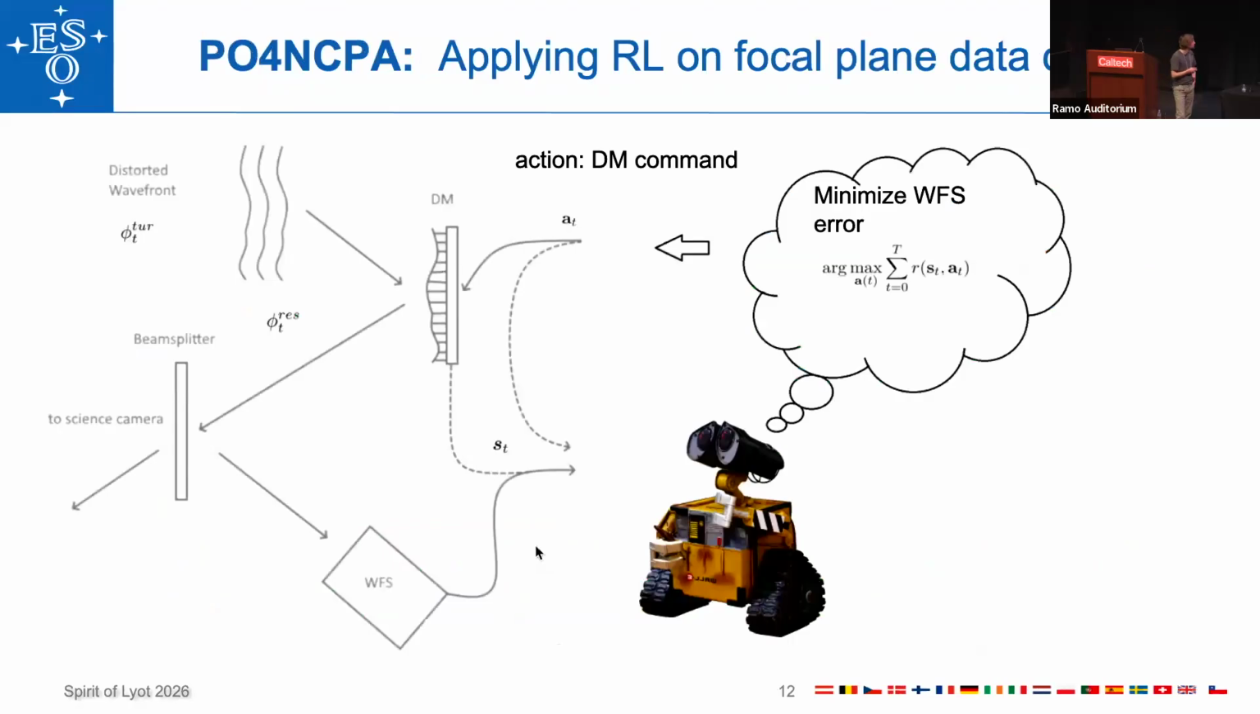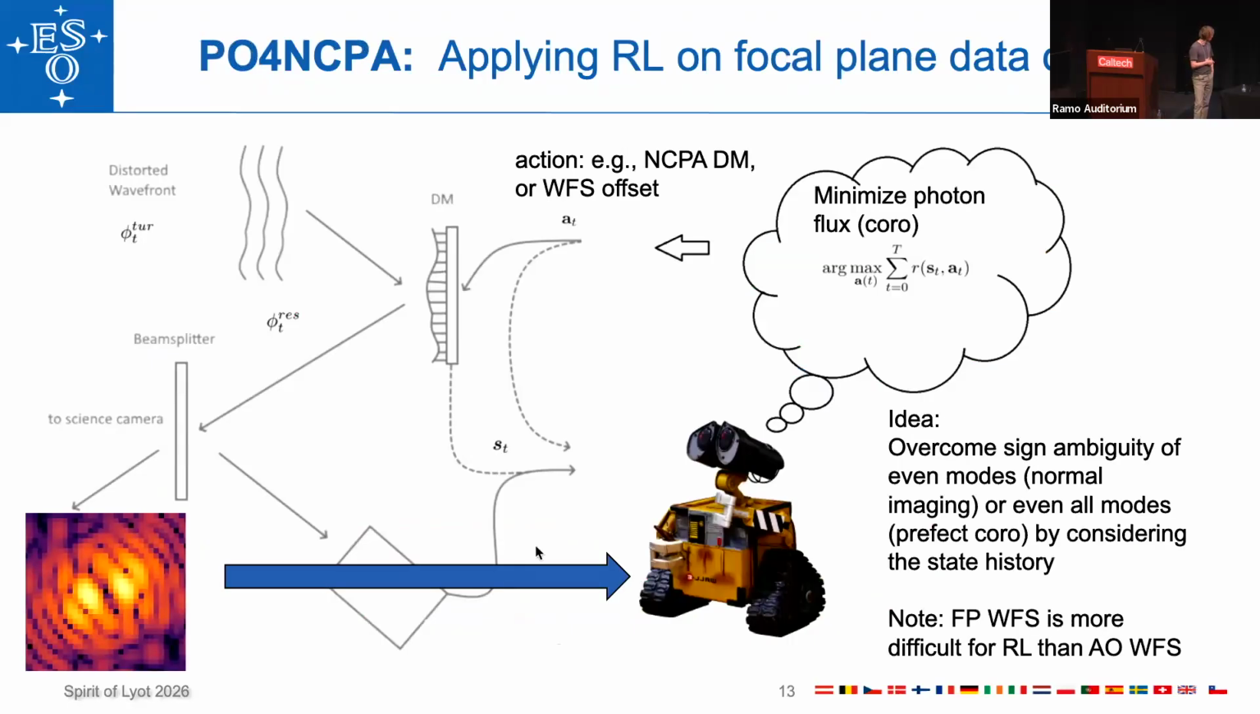So to continue, that was AO control, but really what we care about is the PSF, because that's where we do our science. So what if we use the focal plane image to do control? As we know, the focal plane is a bit more difficult. For example, we have this problem with phase ambiguity. And the idea here is that if we collect data from the past, maybe we can solve for these ambiguities and control the deformable mirror from that data.